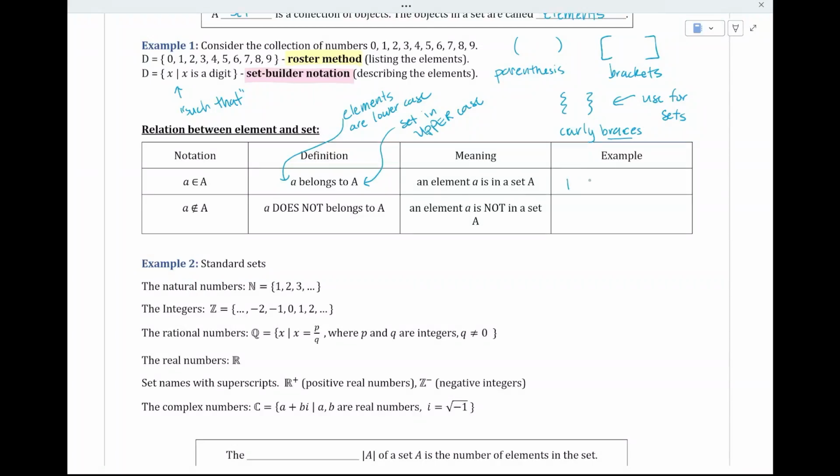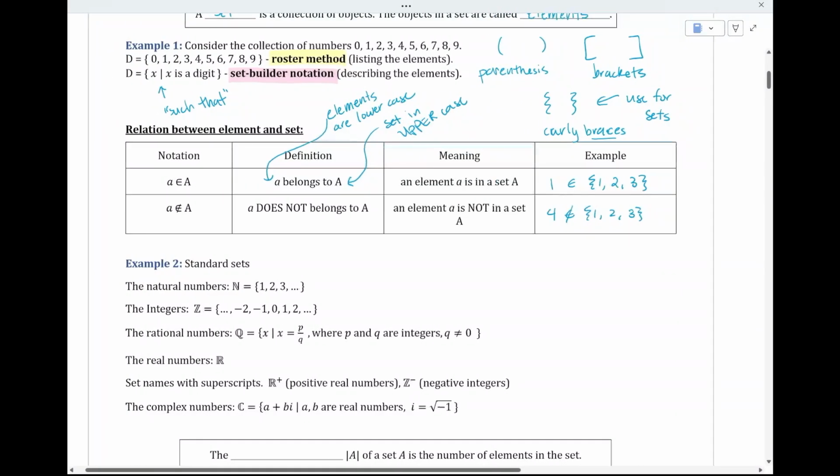So I could write an example with that. I could say that 1, the element 1, is in the set {1, 2, 3}. I could also say that little a is not in A, which means a is not an element in the set. So I could say that 4 is not an element of the set that contains 1, 2, and 3. So between an element and a set, we have this symbol, which is little a is in the set or little a is not in the set.